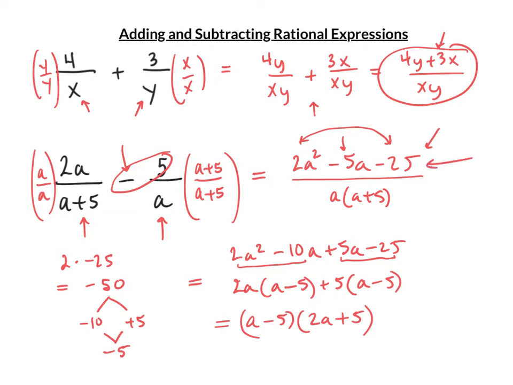Notice that a minus 5 and 2a plus 5 will not cancel with anything below. The only way to cancel a plus 5 is with another a plus 5. And the only way to cancel 2a plus 5 is with another 2a plus 5. What allows you to cancel is anything divided by itself is 1. And 2a plus 5 and a plus 5 are different numbers. This, then, is my answer.